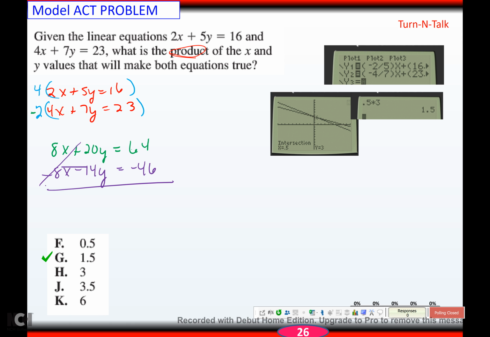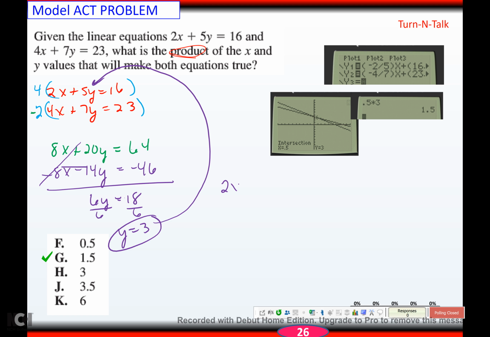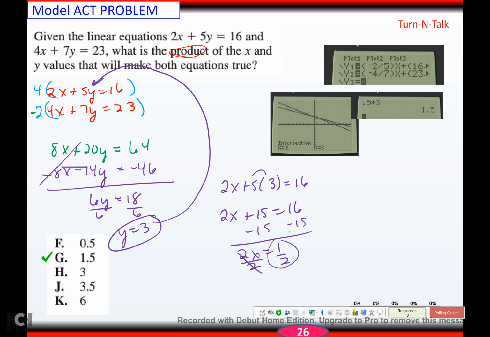The x's cancel. I get 6y equals 18. Divide by 6, I get y equals 3. So I've got to solve it. I'm going to plug it back into the top. So I'd have 2x plus 5 times 3 equals 16. Distribute, that's 2x plus 15 equals 16. Minus 15, 2x equals 1. Divide by 2, and x equals 1/2. But now what I do with my answers is take the product. So 3 times 1/2 is 3/2, which is 1.5.